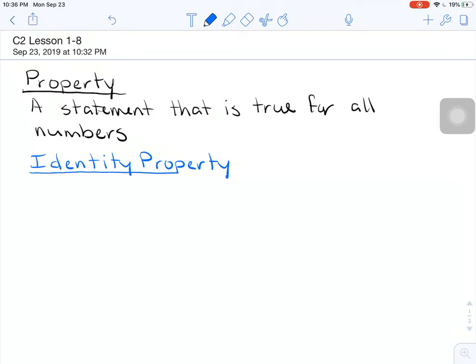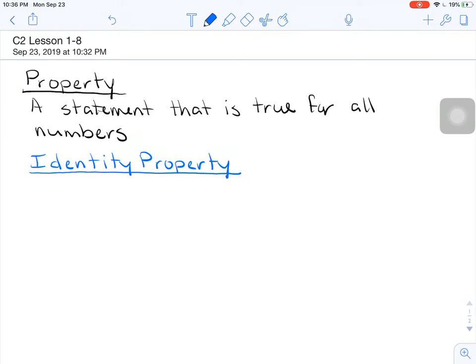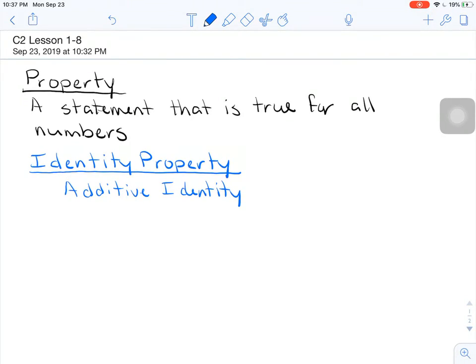Identity properties are properties that tell us about how to keep the value of a number the same. So in other words, how to take a number and not change it into something different. There are two different identity properties that you should be aware of. One deals with addition, and it's called the additive identity. A second one deals with multiplication, and it is called the multiplicative identity.